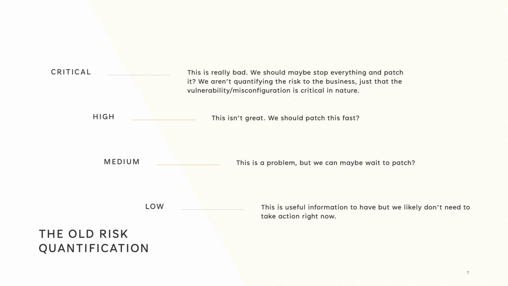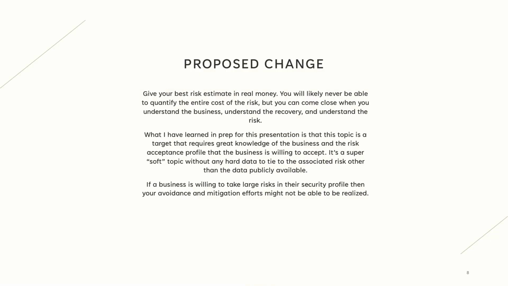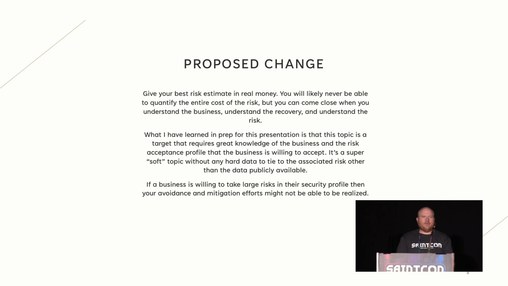So classifying things only with critical, high, medium, low doesn't let you speak the language of the business so that you can effectively communicate which risks need to be mitigated. Because you can't mitigate them all. You have to mitigate the right ones to be effective. So my proposed change, and I'm not the only one saying this, I'm not some kind of thought leader, would be, let's do it in dollars.